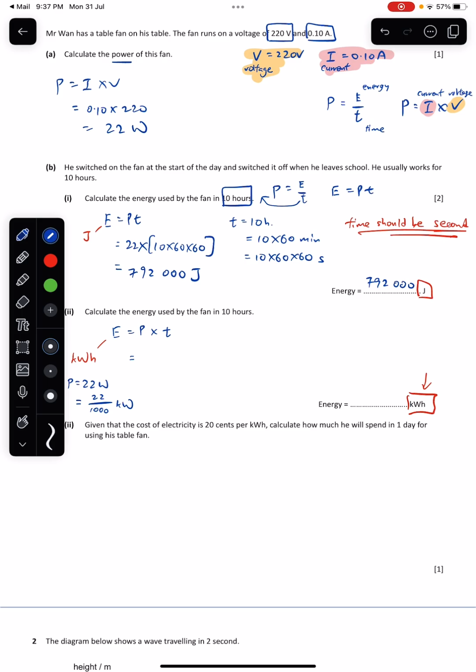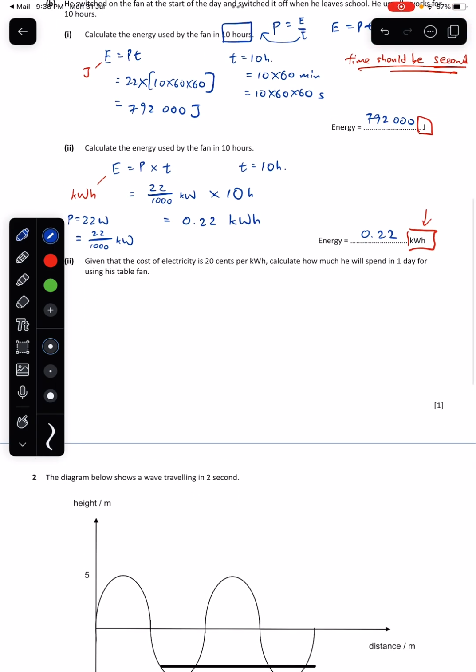Next one, time. Time is given in terms of 10 hours, right? Now question asks for kilowatt hour. Hour is good. So you don't need to change. So the answer here is 22 over 1000 kilowatt times 10 hour. 22 divided by 1000 times 10. You get 0.22 kilowatt hour. That's it. So don't panic. Look at the units given. You calculate accordingly.